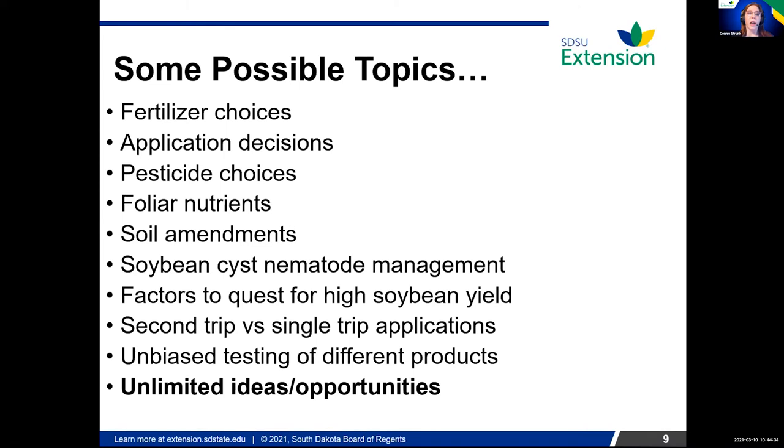When we talk about some of these possibilities, as you look at this list, you can read as well as I can, there's a lot of different choices. But at the end of the day, it really boils down to unlimited ideas and opportunities for on-farm research. Some that I've been a part of include pesticide choices, fertility issues, soybean cyst nematode, and fungicide, which would make sense since I work with plant pathology. But any one of these issues or topics, or others not on this list, are perfect for the South Dakota Soybean On-Farm Program.